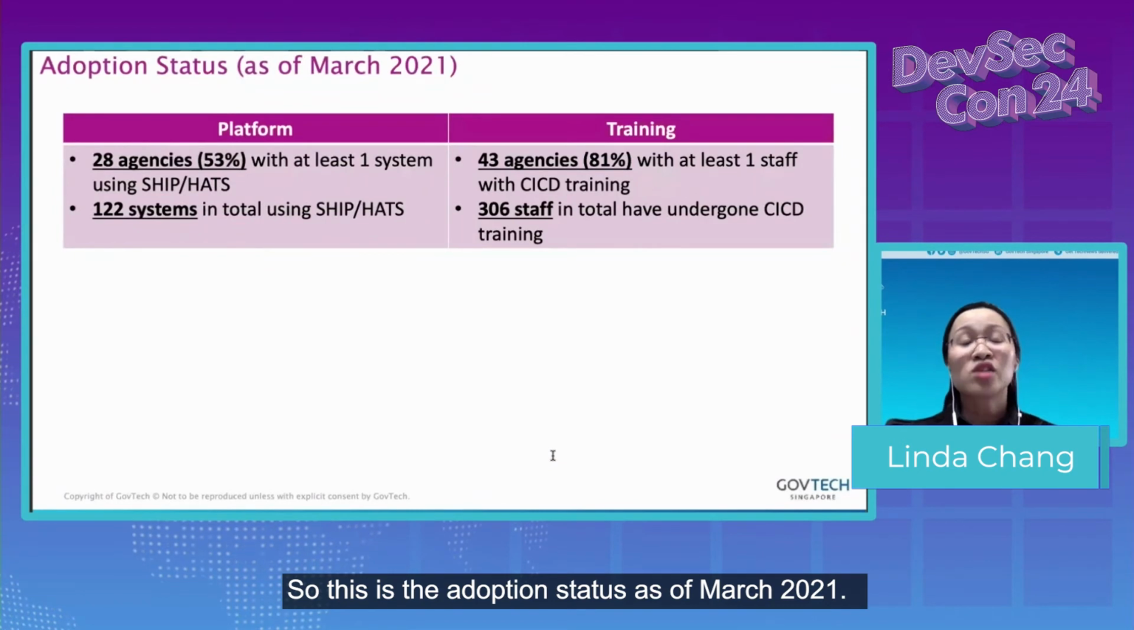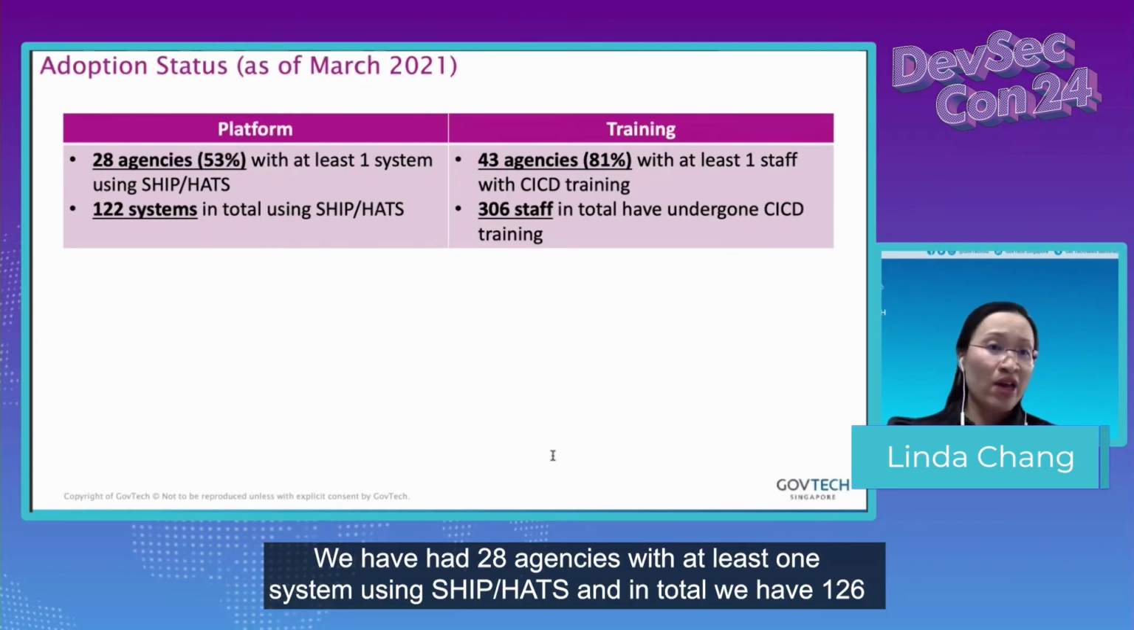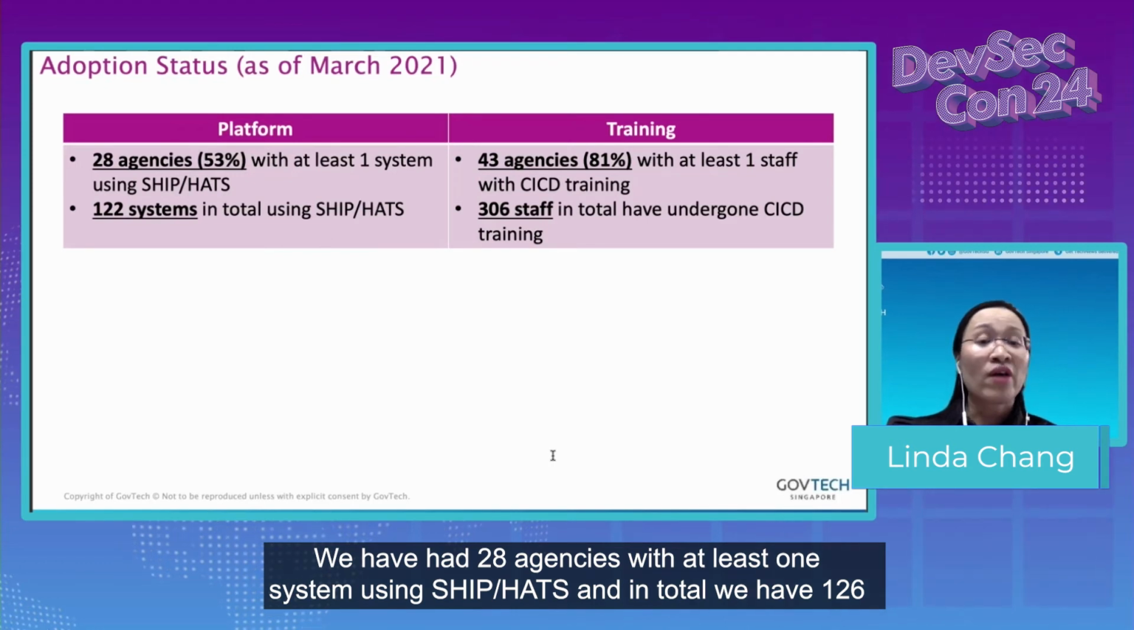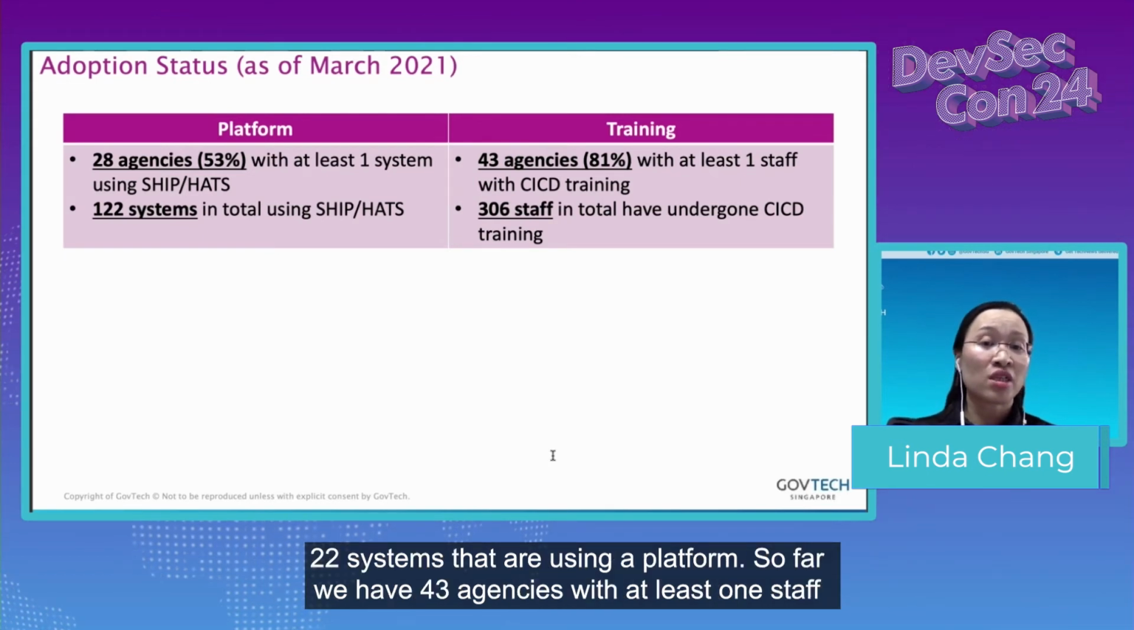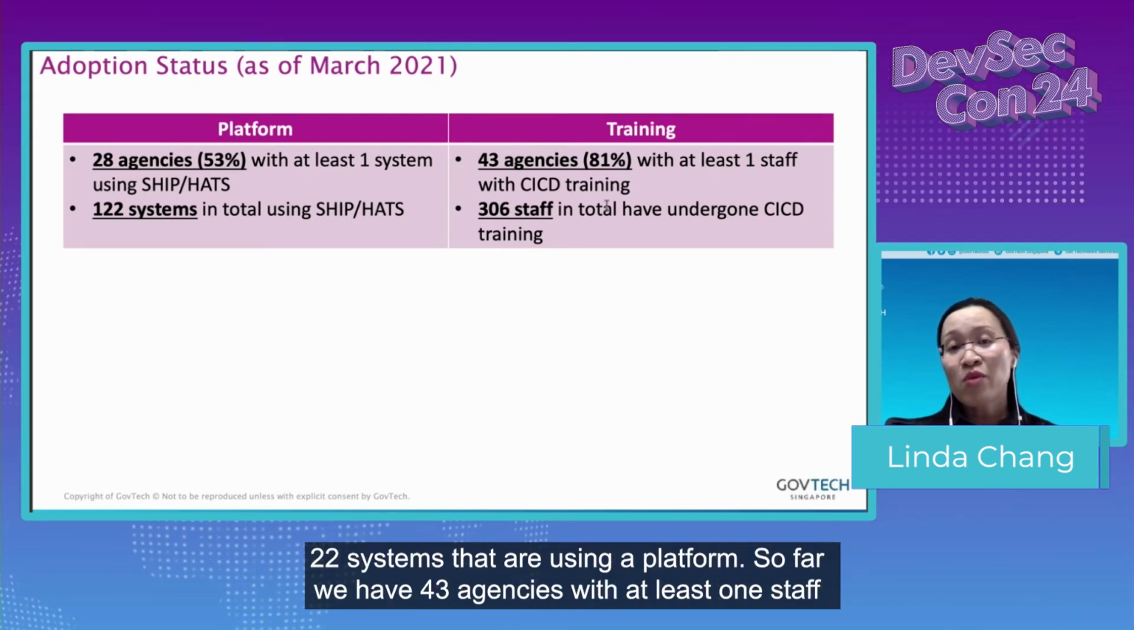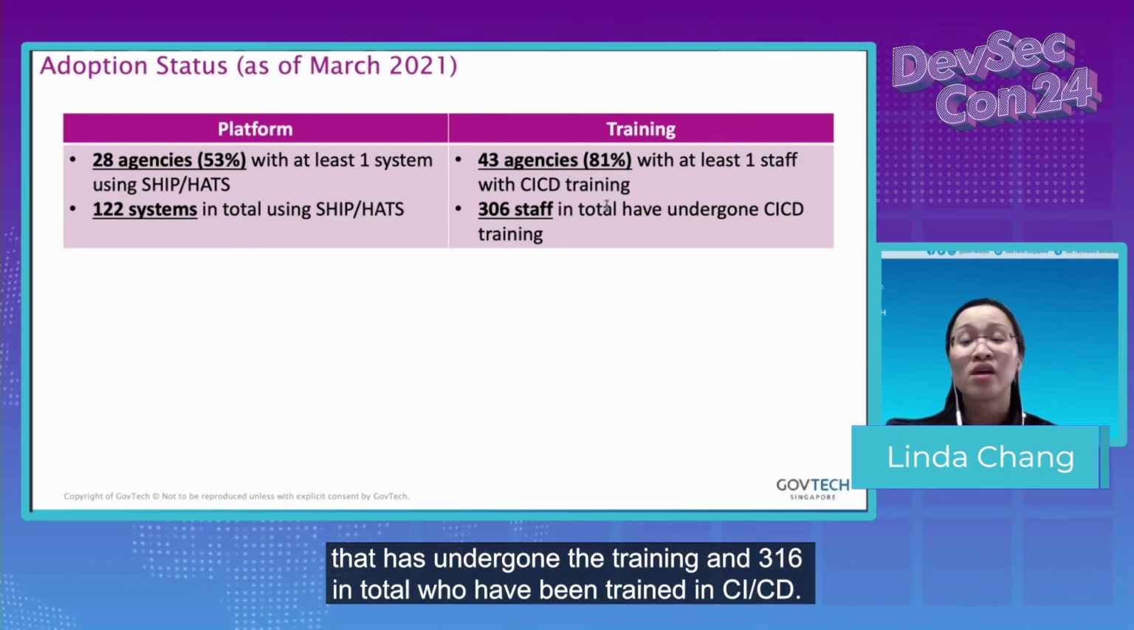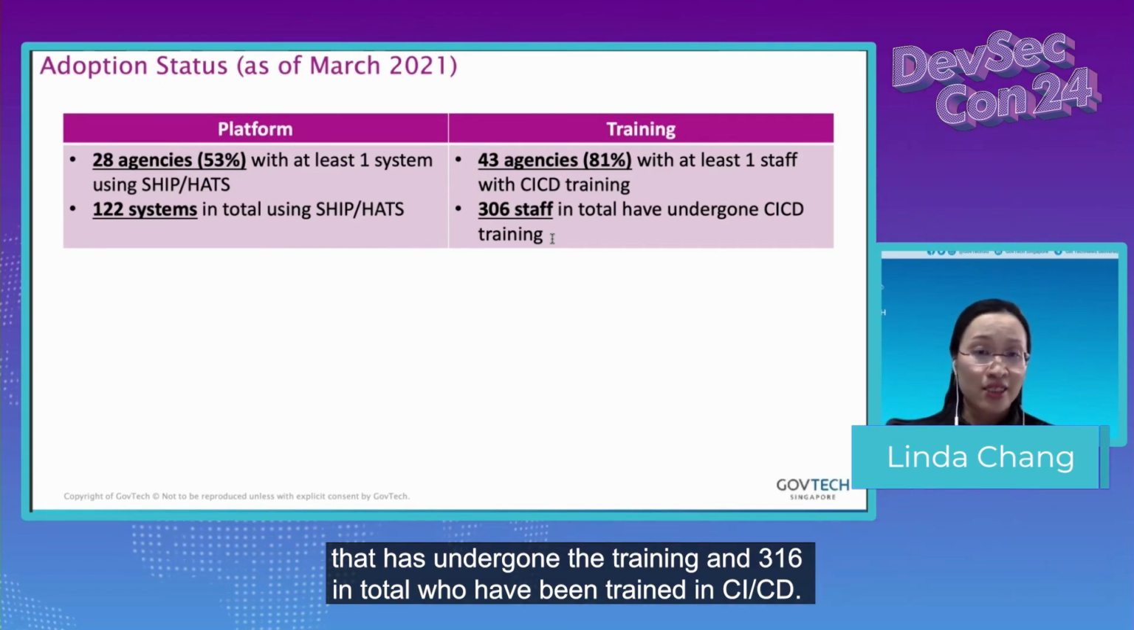So this is the adoption status as of March 2021. We have had 28 agencies with at least one system using shipment heads, and in total, we have 122 systems that are using the platform. So far, we have 43 agencies with at least one staff that has undergone the training, and 306 staff in total who have been trained in CI/CD.